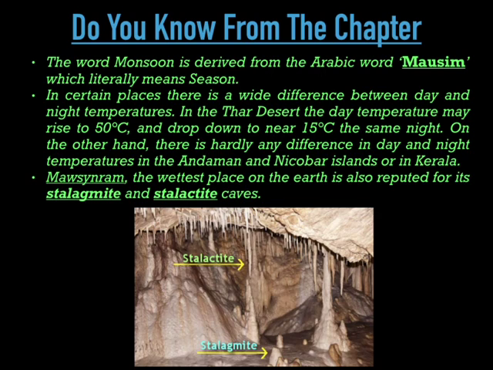Mawsynram, the wettest place on earth, is also reputed for its stalagmite and stalactite. In the image, you can see the stalactite and stalagmite. Those are the depositional landforms of the groundwater.